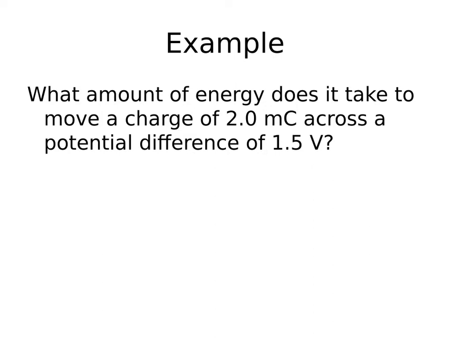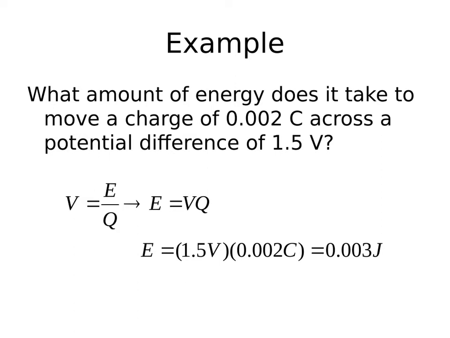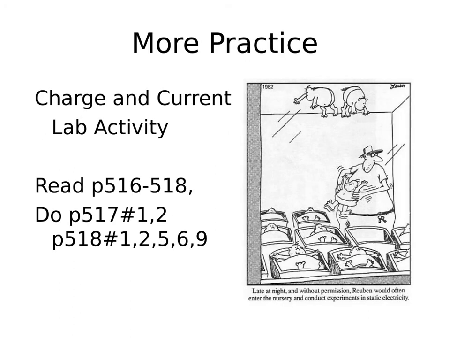Let's try another example. What amount of energy does it take to move a charge of 2 millicoulombs across a potential difference of 1.5 volts? Well, we'll try our new voltage equation, but we'll rearrange it because we need to get energy by itself. So energy equals the voltage times the charge. So our voltage is 1.5 volts, charge is 0.002 coulombs. Notice I've converted from millicoulombs that were given in the question. So we get 0.003 joules. That's not very much energy.